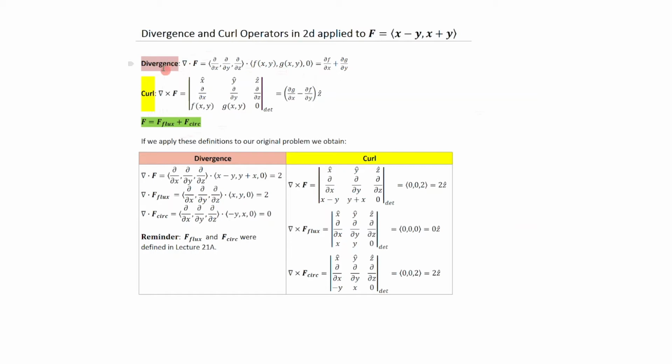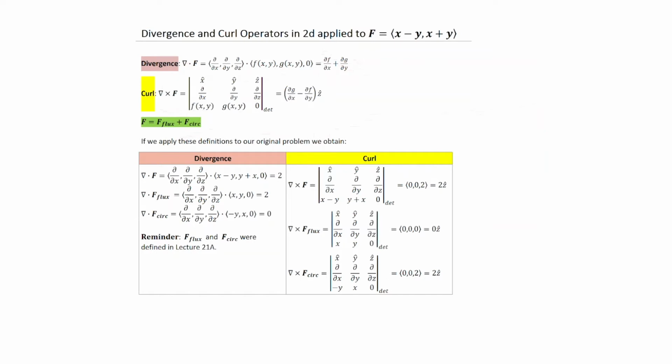So the divergence in 2D is just a matter of setting the vector field with the z component to be 0, and if you apply this, we end up with the result which we'd already proven earlier. It's the derivative of the x component with respect to x, plus the derivative of the y component with respect to y.